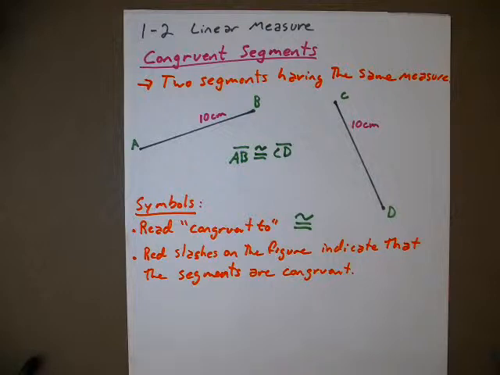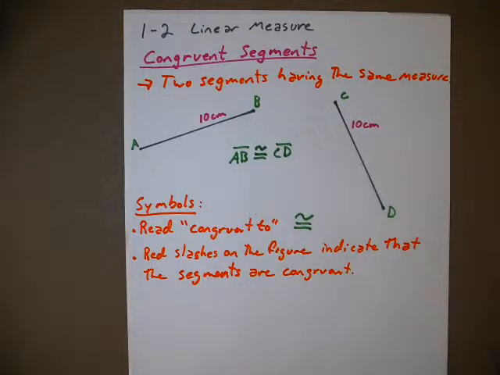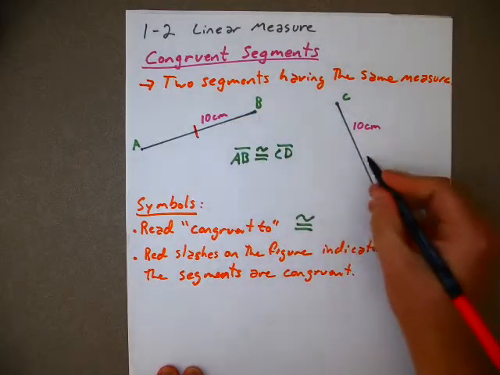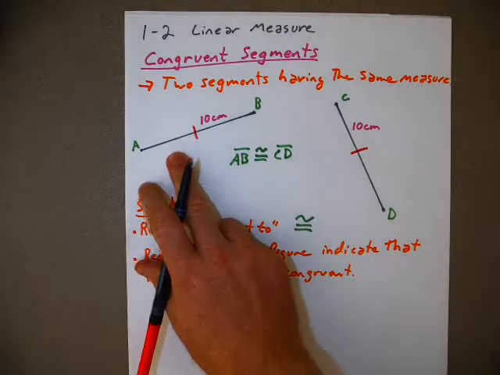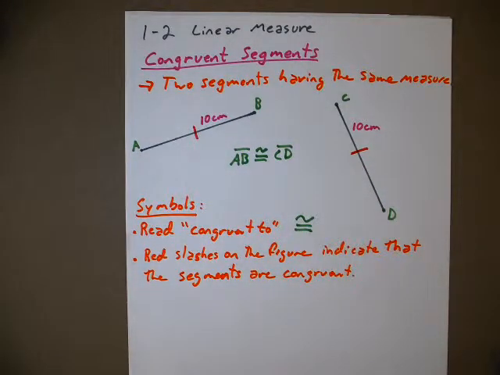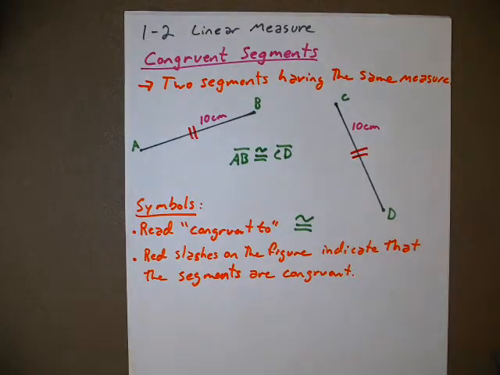One more important thing that we'll notice, and it says here that red slashes on the figures indicate that the segments are congruent. So if you see in the book something that looks like this, it tells you that line segment AB is in fact congruent to CD, even if they don't give you measures. They could do one slash, and they could do two or three or however many slashes they need to differentiate from one line segment to the other.